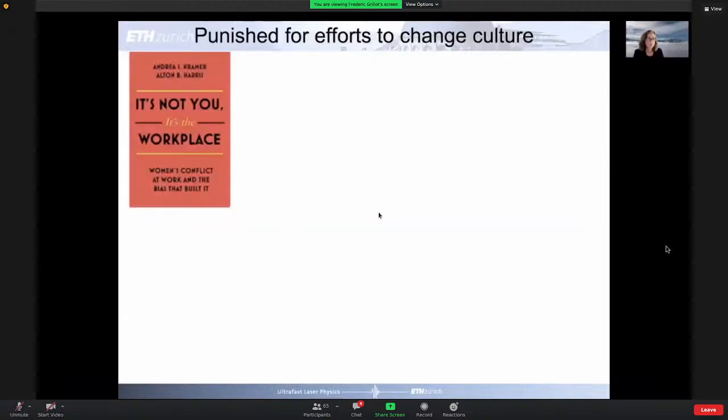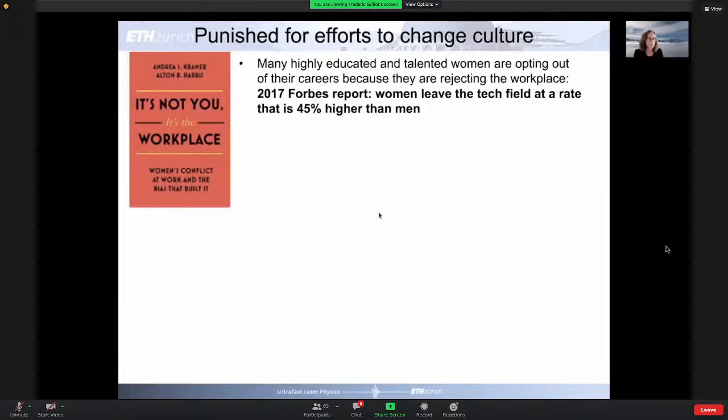I really would recommend this book. In this book, it is also shown that many highly educated and talented women are opting out of their careers because they are rejecting the workplace. Actually, there is a 2017 Forbes report which showed that women leave the tech field at a rate that is 45% higher than men. These are all lost opportunities and is hurting us all.